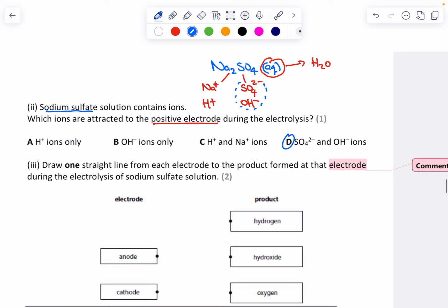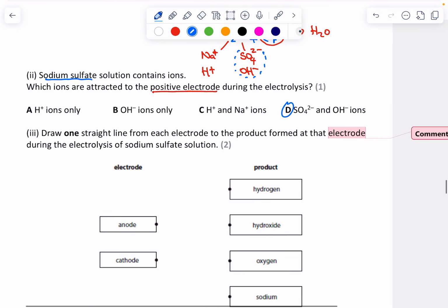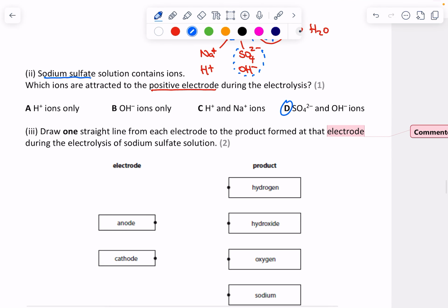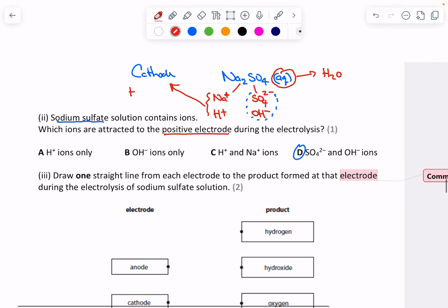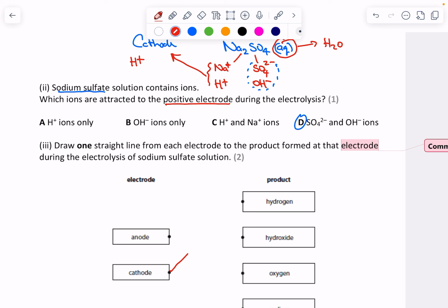If we just carry on into the next question for a moment. So it says, draw a straight line from each electrode to show what is going to be formed. Now, remember, I'm going to put over here the cathode. So at the cathode, we will end up having these 2 will go that way. But the one that reacts the first is the least reactive. And the least reactive between hydrogen and sodium is the hydrogen ions. So the cathode will actually produce hydrogen.